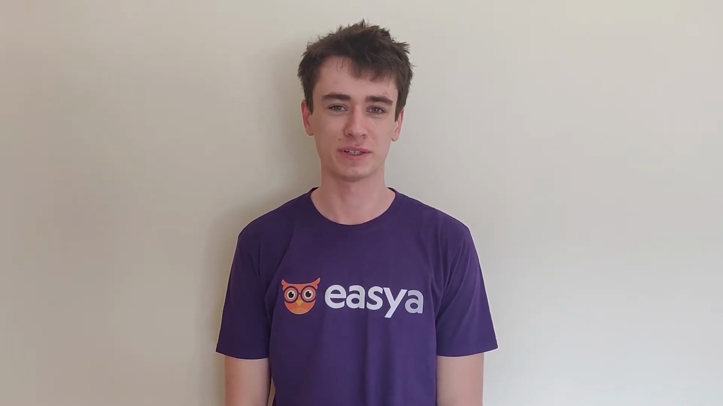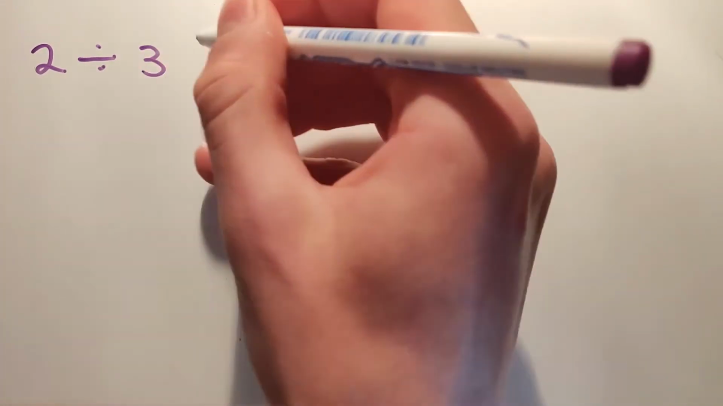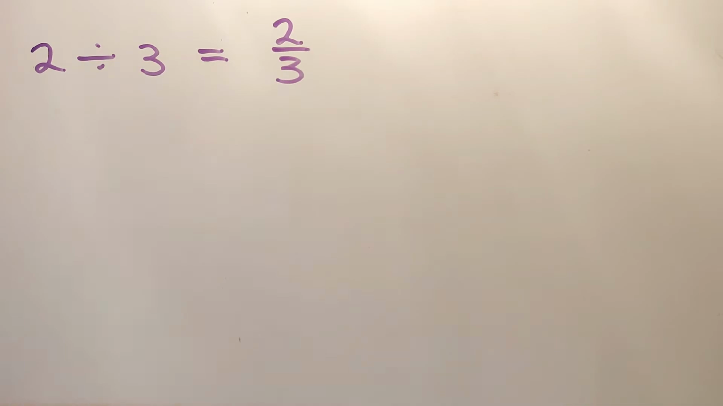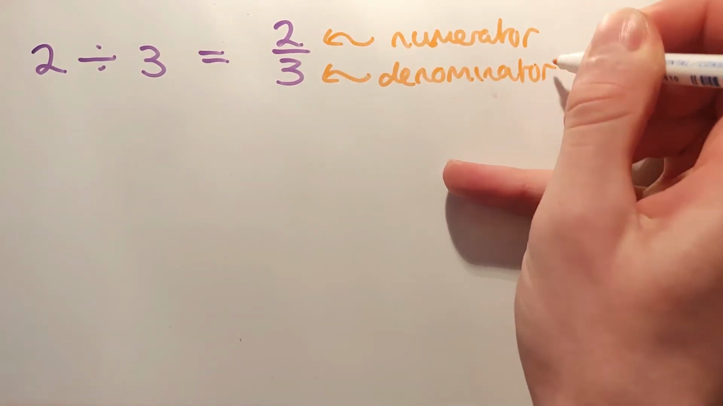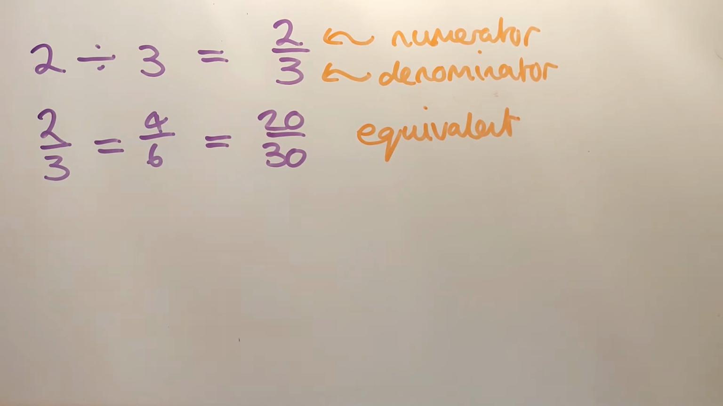Today's video is going to be on fractions and surds. So let's get started. A fraction is basically just another way of writing a division. It has two parts, the numerator on the top and the denominator on the bottom. All of these fractions have the same ratio, so they look different but are in fact equivalent.